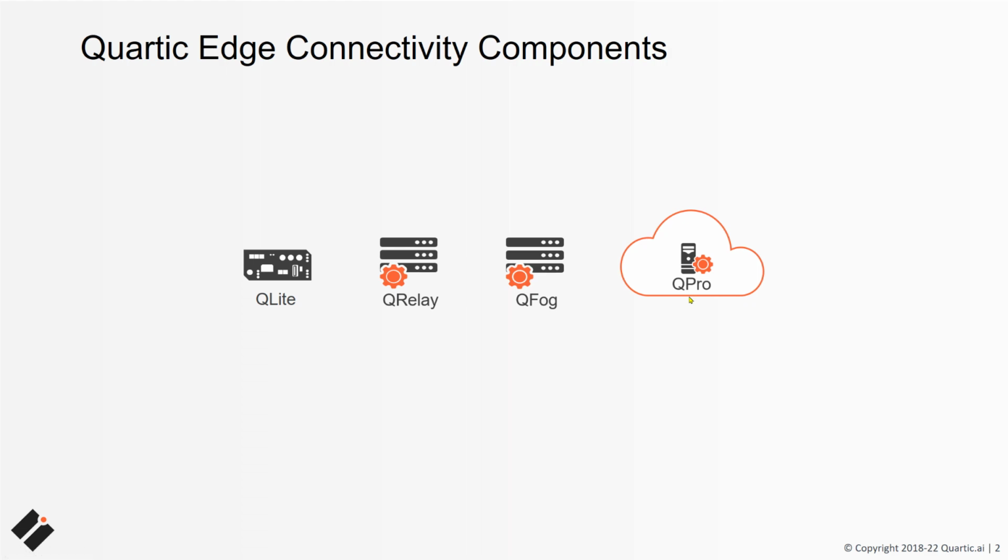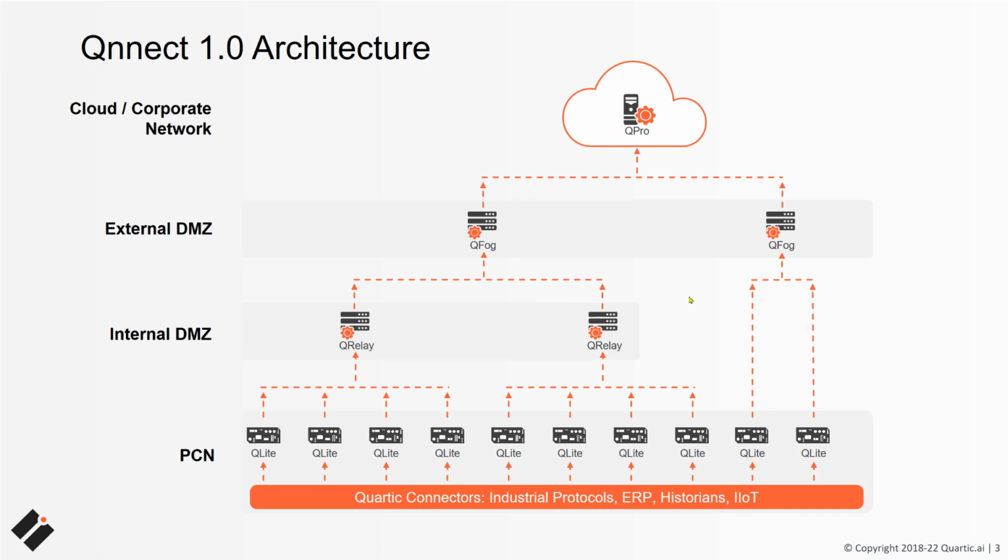So if we look at more of an architecture layout of this, we have at the bottom all of our different data sources. The QLites connect into those data sources, move that data up into either a QRelay and then a QFog, or directly into that proxy layer of the QFog, and then up into the QPro at the top.